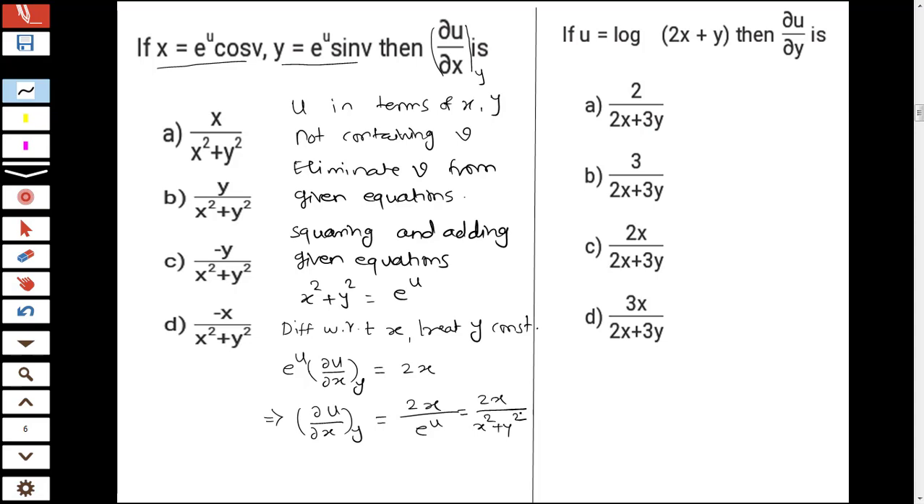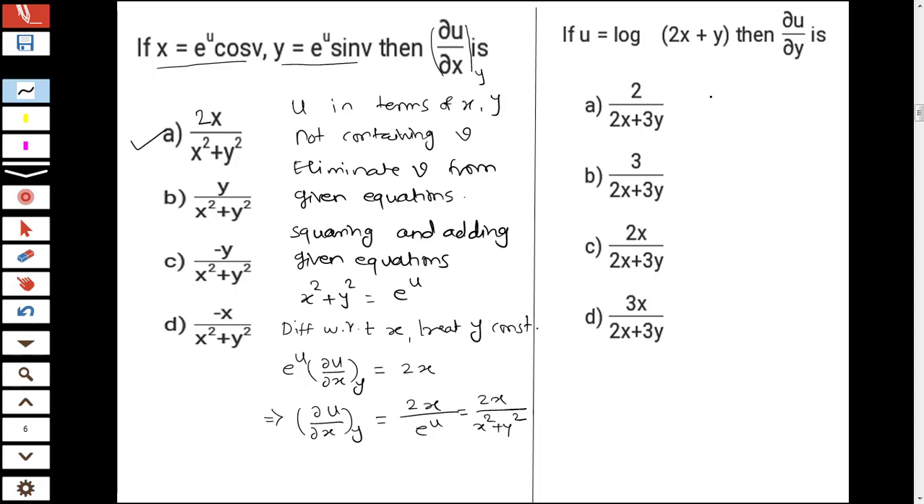Now if you see the options, you have to do some changes in the option. Let us consider this as 2x upon x square plus y square. So with this change, option A is the correct answer. Similarly, you can solve this example.